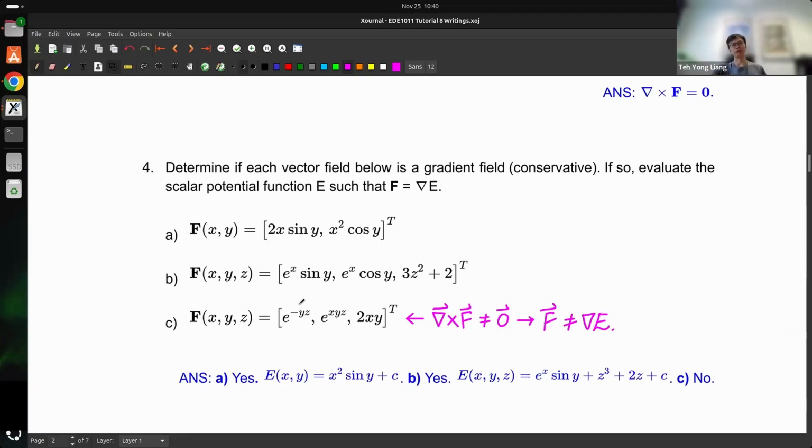You can try to integrate, but when you integrate different components, you're going to get different functions. You cannot possibly satisfy the consistency in terms of integrating different components. Whereas if you have A and B, as demonstrated in the lecture, I can integrate f sub x, I can integrate f sub y, but I always end up with the same scalar potential function. That's because this is a gradient vector. Then you can do that.